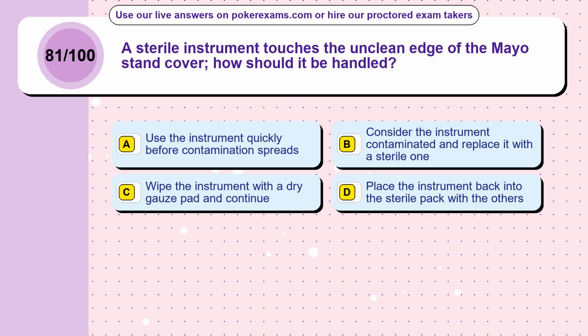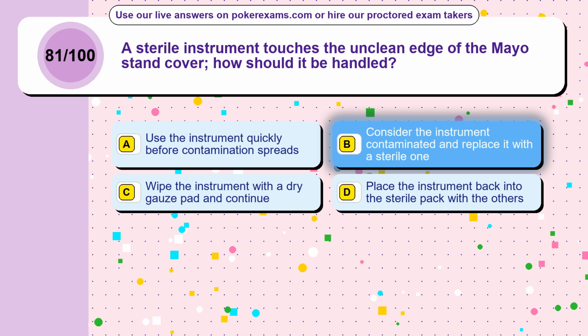Question 81. A sterile instrument touches the unclean edge of the Mayo stand cover. How should it be handled? Option A, use the instrument quickly before contamination spreads. Option B, consider the instrument contaminated and replace it with a sterile one. Option C, wipe the instrument with a dry gauze pad and continue. Option D, place the instrument back into the sterile pack with the others.